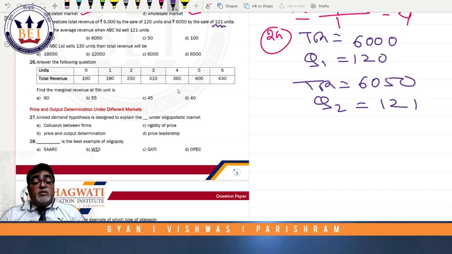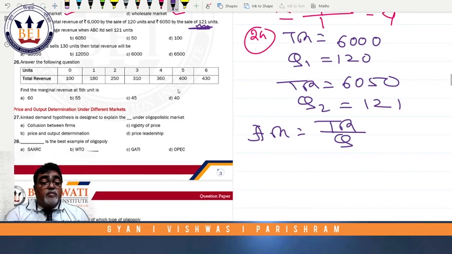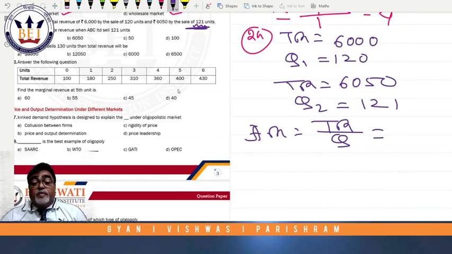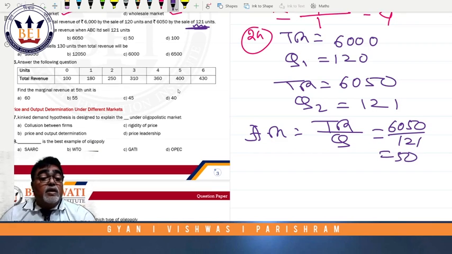So they are taking this, we should emphasize on 120 units. Average revenue means total revenue by quantity. So obviously it should be 6050 divided by 121. Obviously the answer should be 50. So by calculating we get the answer as B. Average revenue is nothing but total revenue by quantity. Answer should be 50, that is C. Chennai.